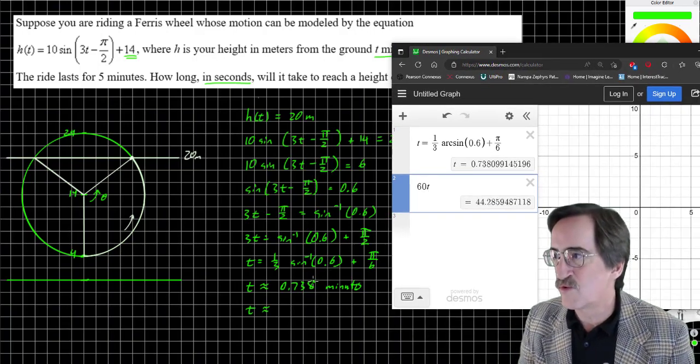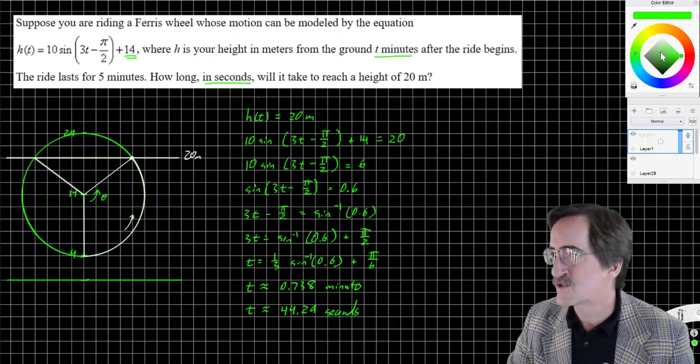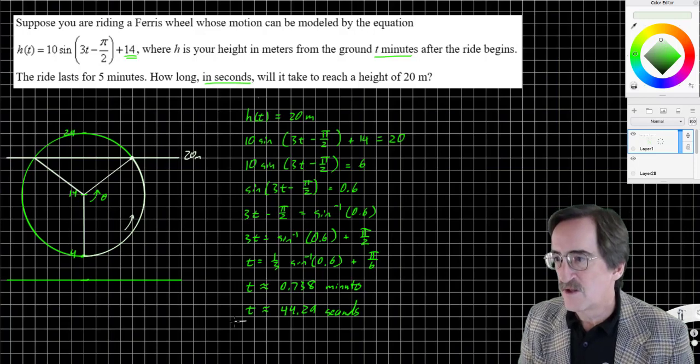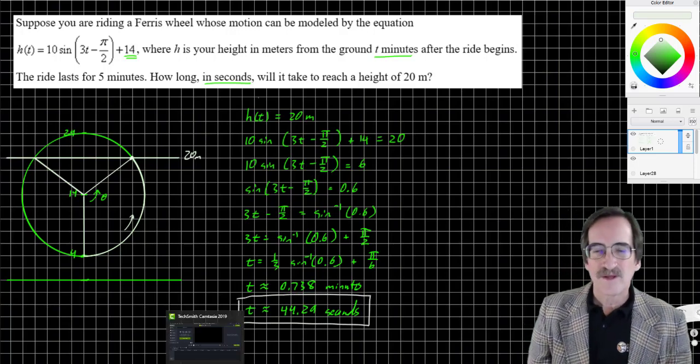So 44.29. 44.29 seconds, rounding to the hundredths place. Okay, so about 2/3, almost 3/4 of a minute. Okay, so hopefully that helps.